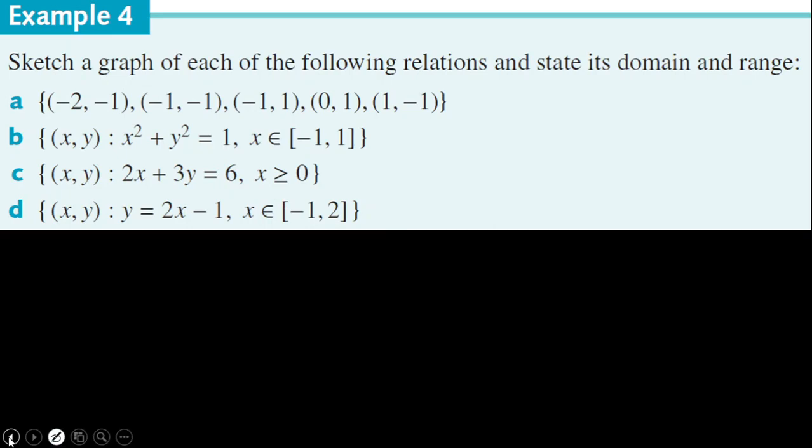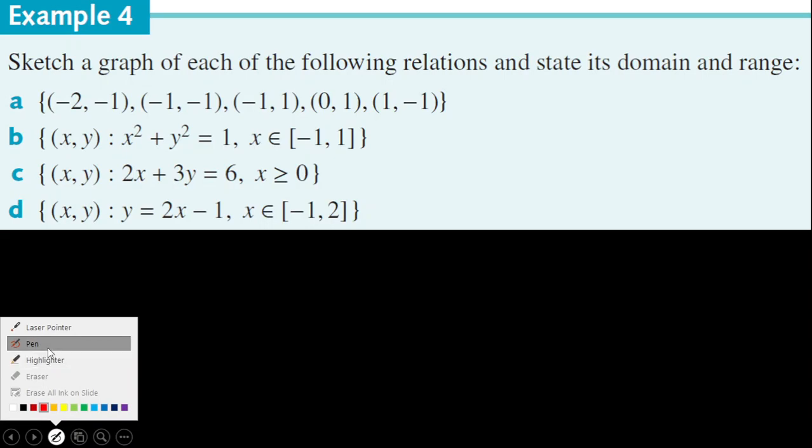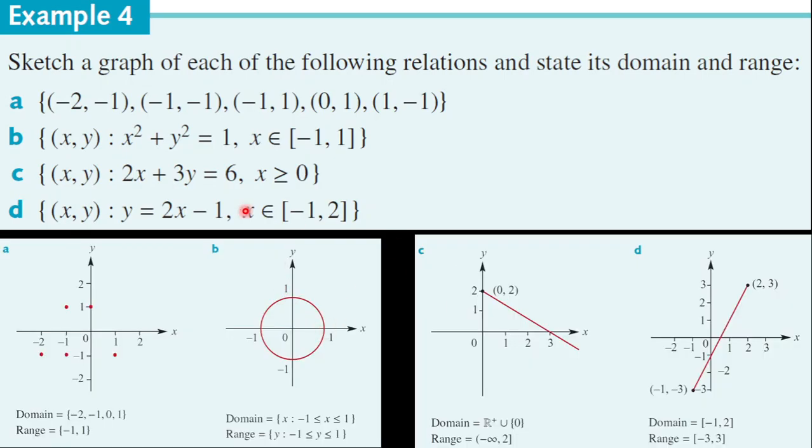For this one, the example D, x will be between -1 and 2, so you start from -1 with a closed circle all the way to x equals 2 with a closed circle. So here you will have a segment, here you have half a line.